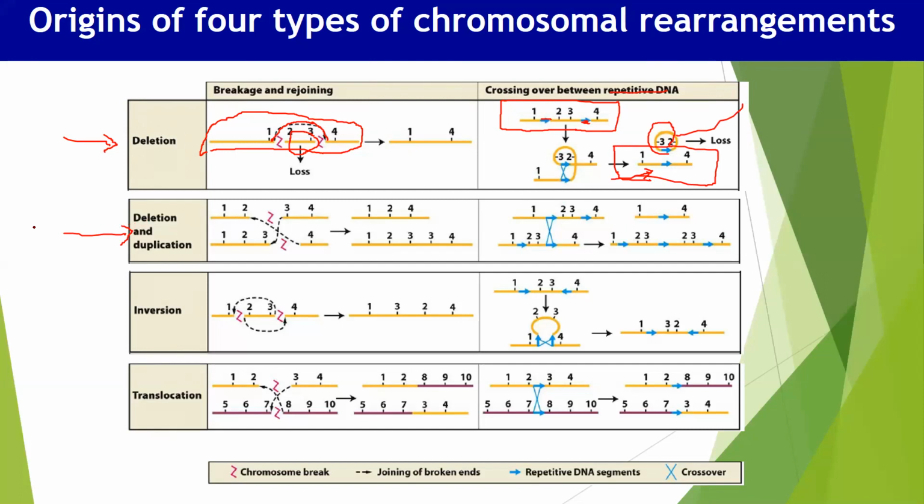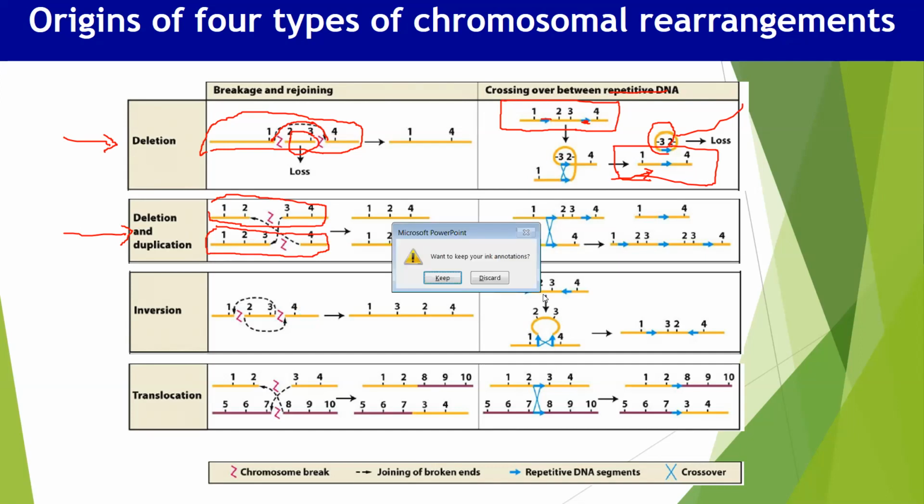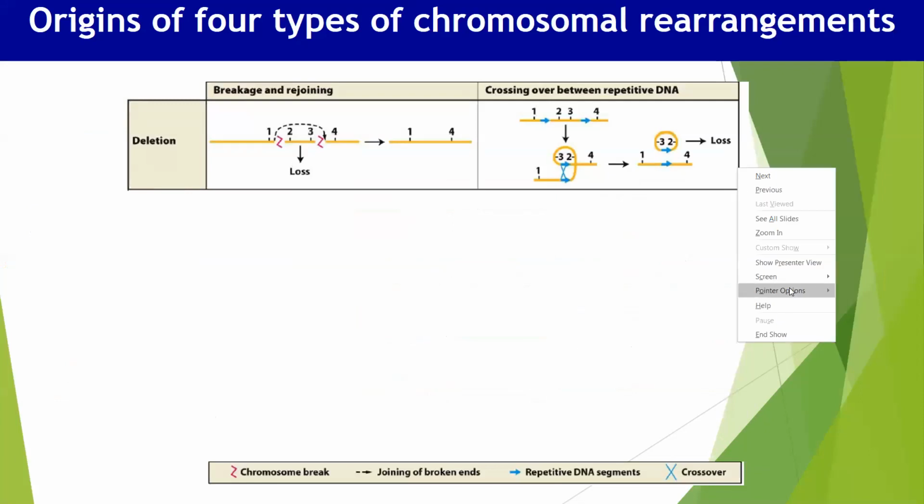But the second mechanism, deletion and duplication, happens between two homologous chromosomes. So we have chromosome 1 and its homologous chromosome. They are the same chromosome, right? They should be paired together and doing the crossover. But in most situations, the crossover between these two homologous chromosomes should be even.